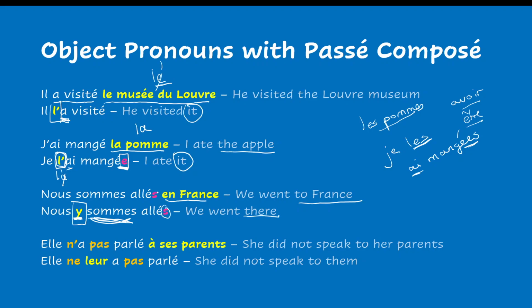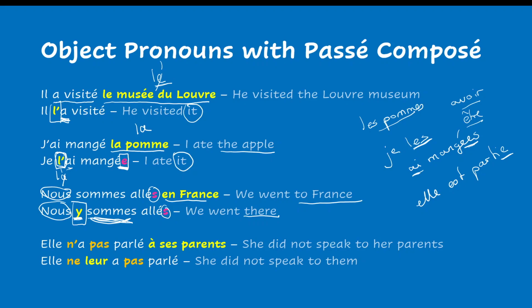Here we have S and S in both sentences. We never agree with y. We agree the past participle with the subject. That's the rule. With the passé composé with être, you agree the past participle with the subject. For example, elle est partie, right? Elle est partie, feminine.